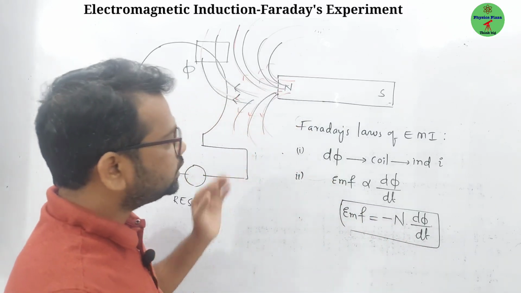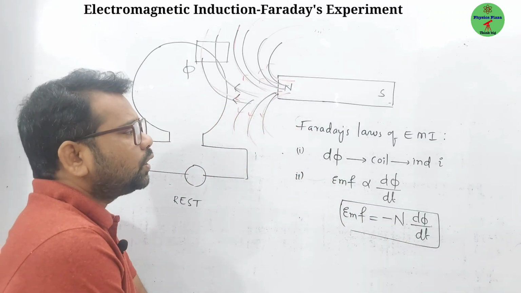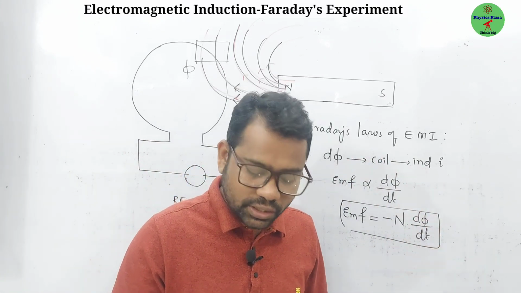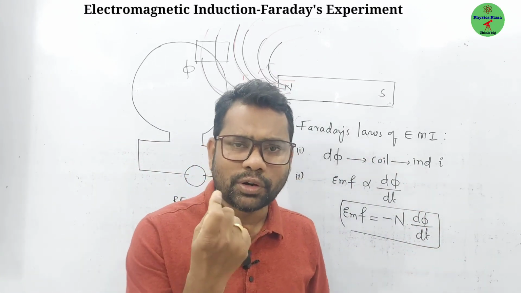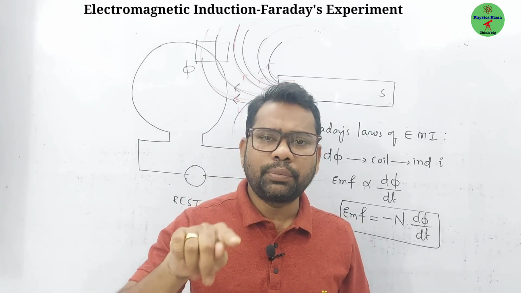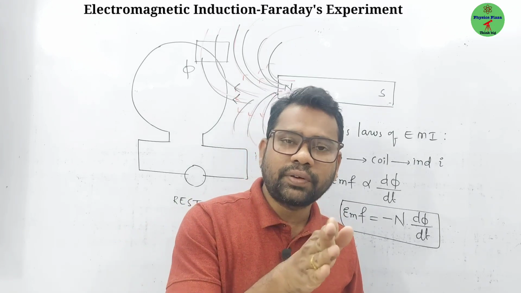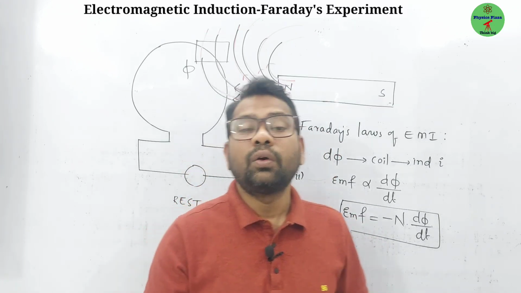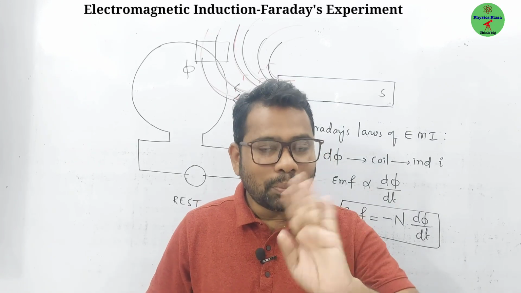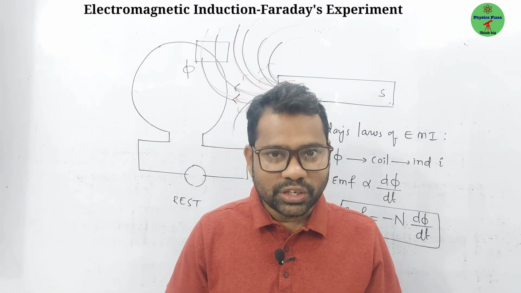Okay, so these are the two Faraday's laws of electromagnetic induction. Is it clear, children? A single point: it is opposite to the Oersted experiment. Oersted proved that we can produce a magnetic field with the help of current. But here Faraday proved that we can produce a current with the help of what? Change in magnetic field. Is it clear, children?